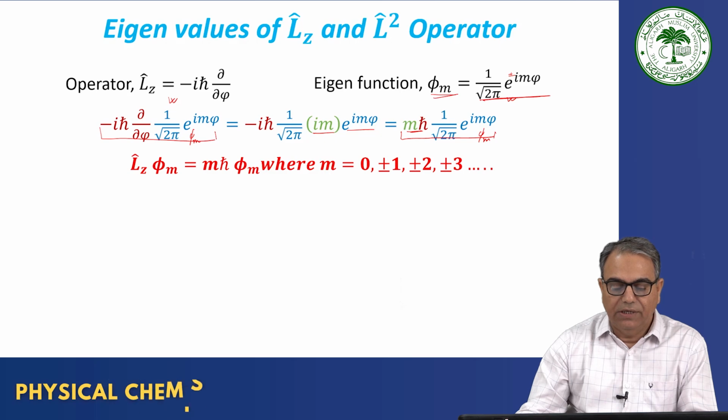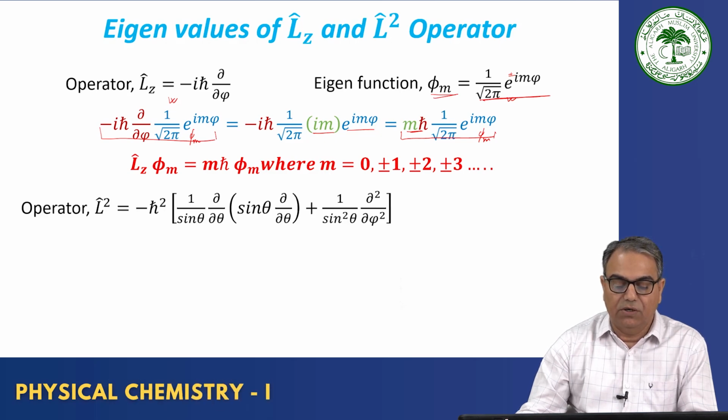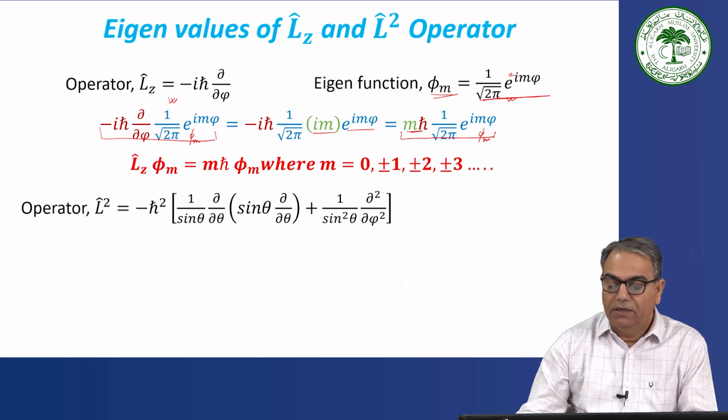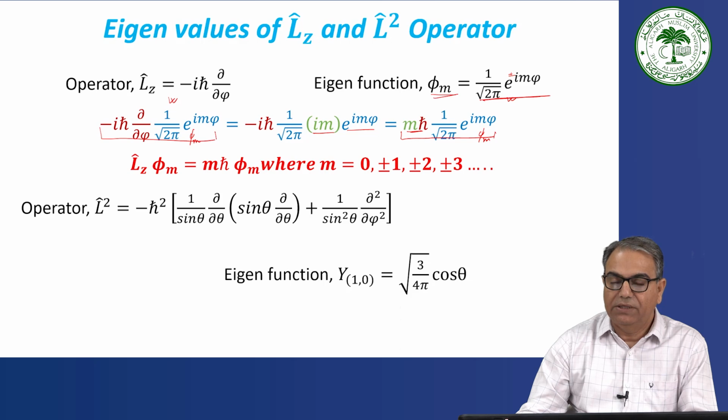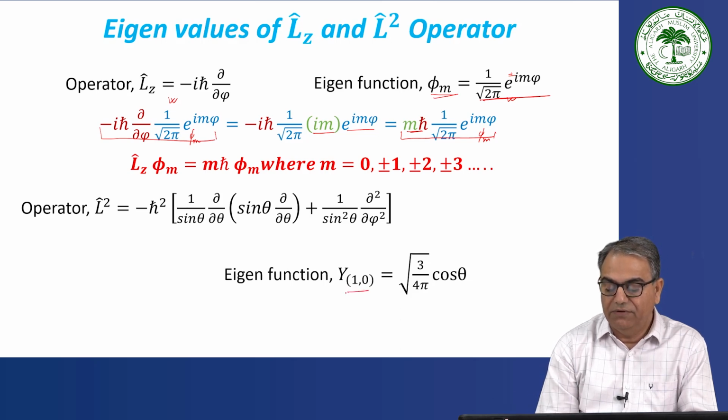Okay, so Lz you get this one, and the eigenvalue of Lz is m h cross. Now operator L square is what? Minus h cross square, 1 by sin theta del by del theta sin theta del by del theta plus 1 by sin square theta del square by del phi square. And if you remember, when we did the theta equations, we got a solution for the eigenfunction, spherical harmonics Y10, as root 3 by 4 pi cos theta.